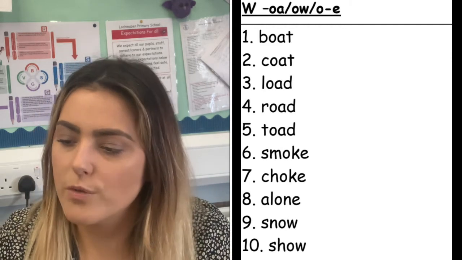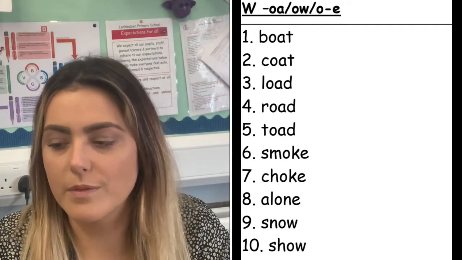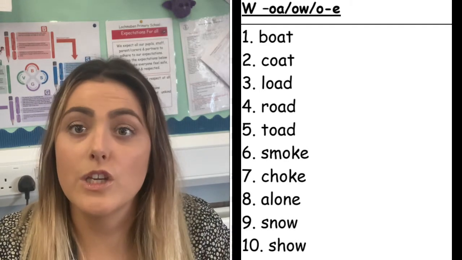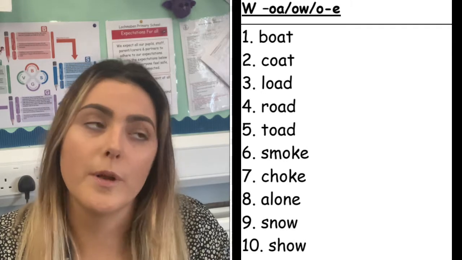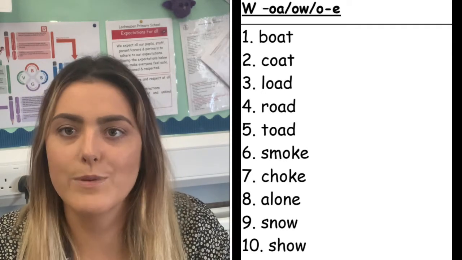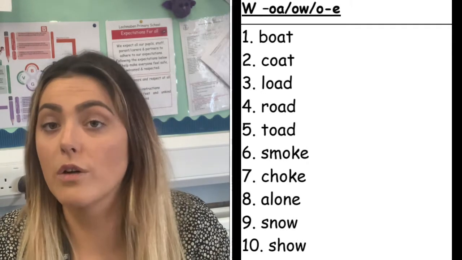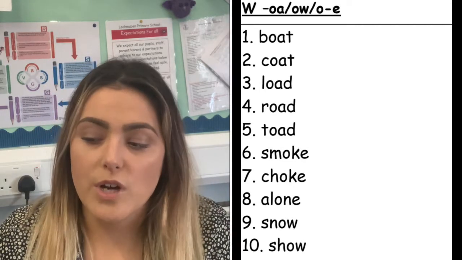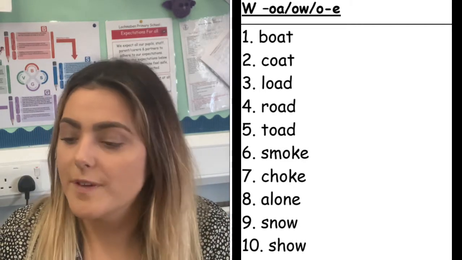You should know what all of those mean. Boat is something you sail in, a coat is something you wear. Load is like you could load something up, like I loaded the shopping up into the car, or you could say I was carrying a heavy load, like you were carrying a lot of things. Road you drive on, and toad is an amphibian.